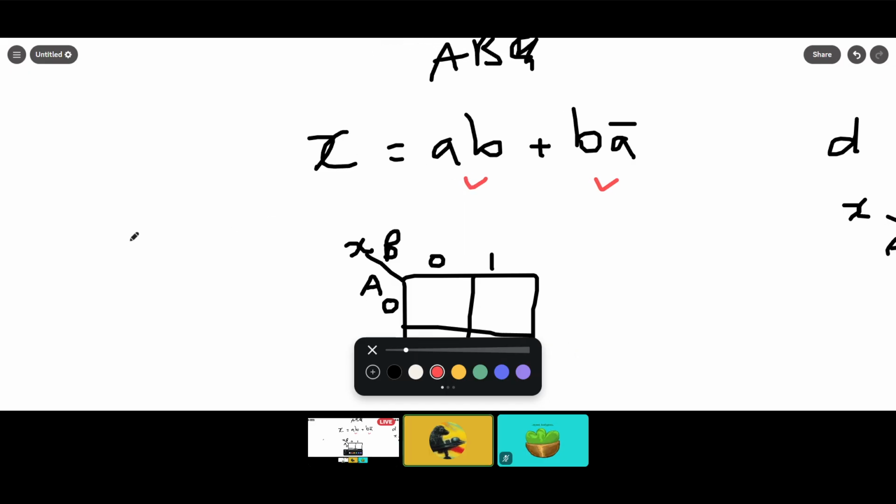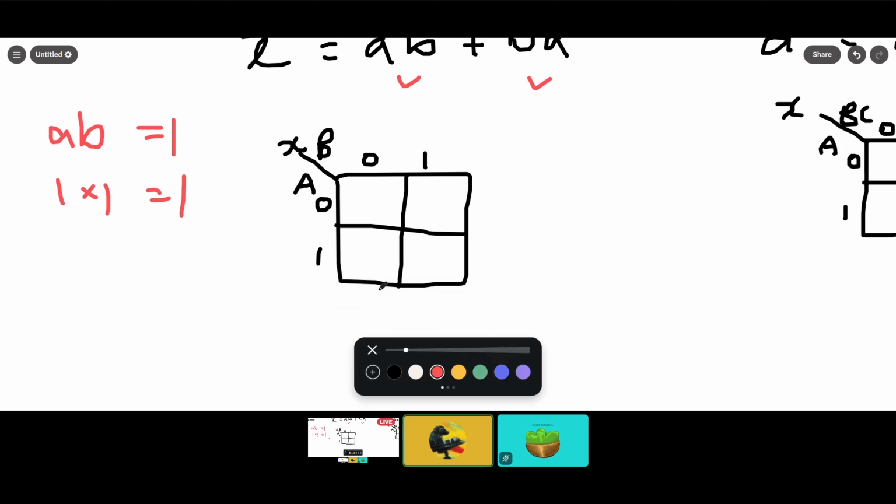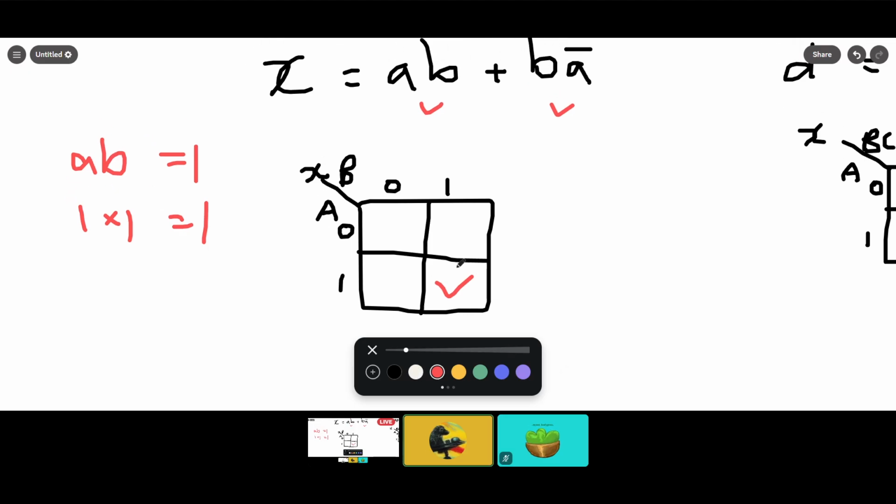In order for A times B to equal 1, A must be 1, B must be 1. So we go back to the kmap, we see, A must be 1, here, okay. Oh, B must be, okay, here. This is when x is 1. Then we move on.